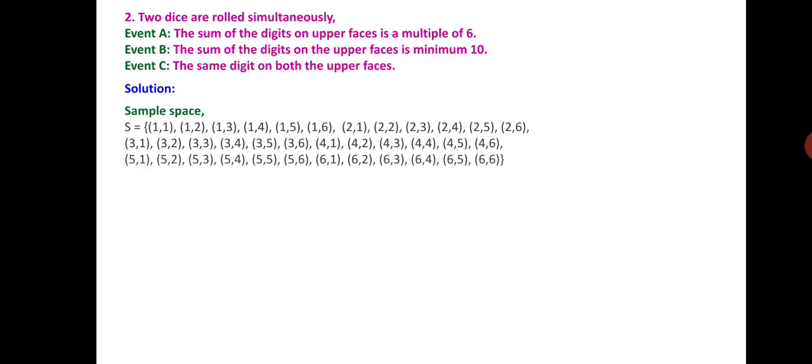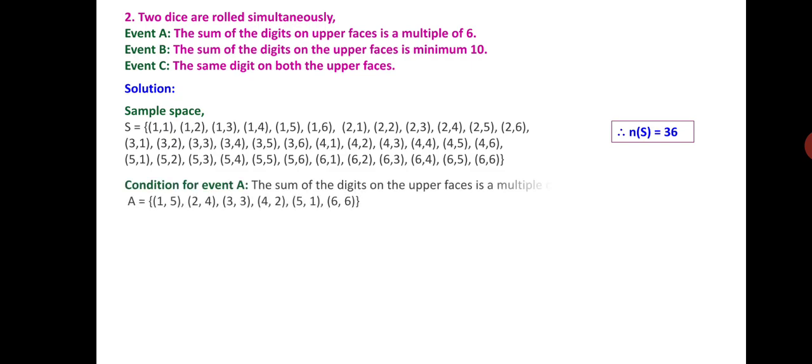1, 3, 1, 4, 1, 5, 1, 6. Then 2, 1, 2, 2, 2, 3, 2, 4, 2, 5, 2, 6. Then 3, 1, 3, 2, 3, 3, 3, 4, 3, 5, 3, 6. Then 4, 1, 4, 2, 4, 3, 4, 4, 4, 5, 4, 6. Next 5, 1, 5, 2, 5, 3, 5, 4, 5, 5, 5, 6. Then 6, 1, 6, 2, 6, 3, 6, 4, 6, 5 and 6, 6. This is the sample space that is to be written in the curly bracket. Therefore, n of S will be equal to 36. 36 pairs you are getting here.